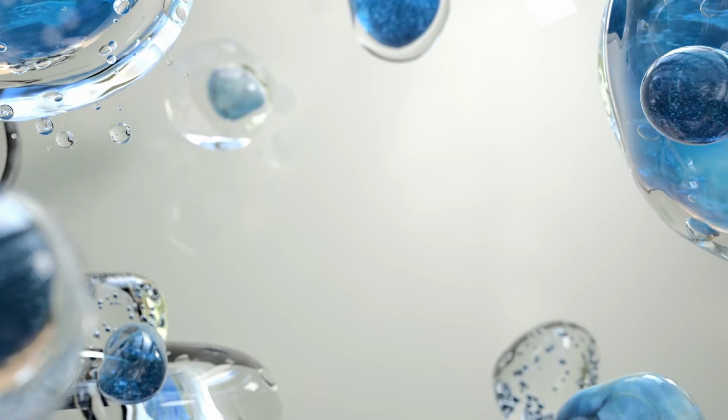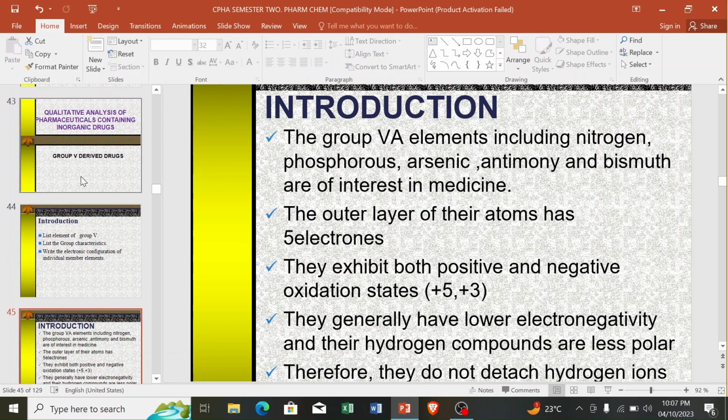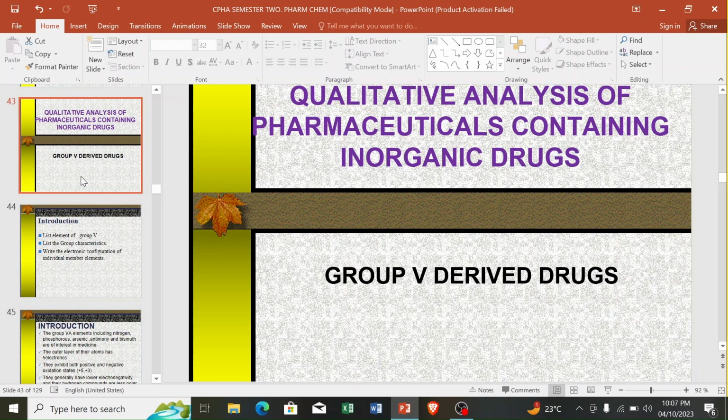Good evening, class. Welcome back to this other session where we are going to look at Group 5 derived drugs. That is qualitative analysis of pharmaceuticals containing inorganic drugs or inorganic compounds. So Group 5 derived drugs is what we are dealing with.